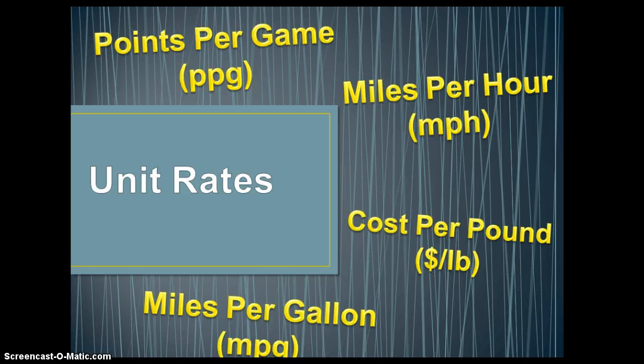There's a lot of common unit rates that we're familiar with, such as statistics where you see points per game or rebounds per game, or driving cars, miles per hour, how fast you go. In the grocery store, you see cost per pound or cost per ounce. And obviously, when you start buying a car, you want to look at the MPG, or the miles per gallon. So let's look at what unit rates are.